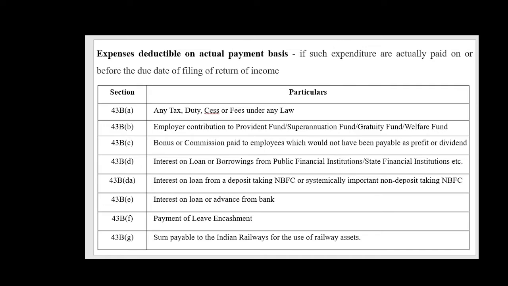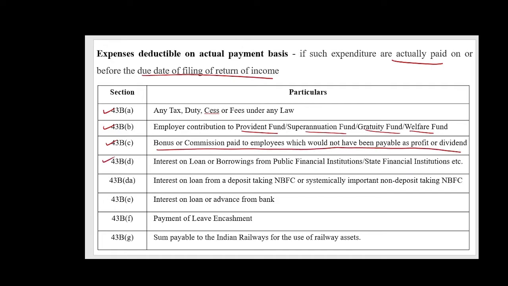First, we will look into expenses which are deductible on actual payment basis if such expenditure are actually paid on or before the due date of filing of return of income. Okay, one is section 43B subsection A, any tax, duty, cess or fees under any law. Then section 43B subsection B, employer contribution to provident fund, superannuation fund, gratuity fund or welfare fund. Then 43BC, bonus or commission paid to employees which would not have been payable as profit or dividend.